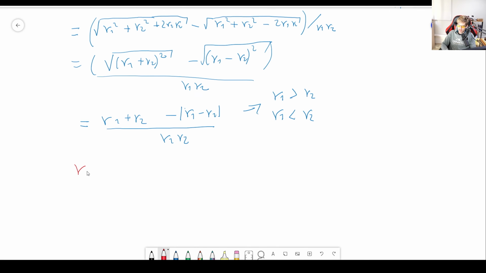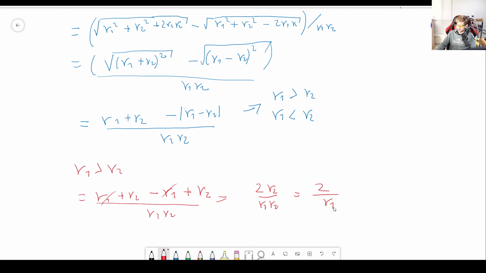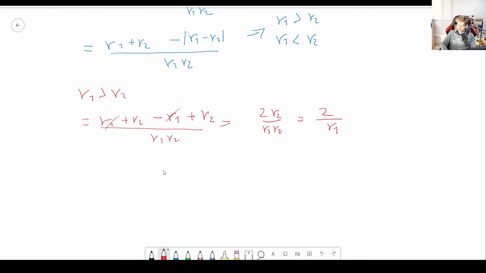So case number 1, r1 greater than r2. Well, if that happens, then this quantity is positive, so we don't have to worry about anything illegal. So we can just leave it like this. So basically we get r1 plus r2 minus r1 minus minus, so plus r2. So the r1s cancel out, and of course it's divided by r1 r2. And we get 2 times r2 over r1 r2. So basically 2 over r1.